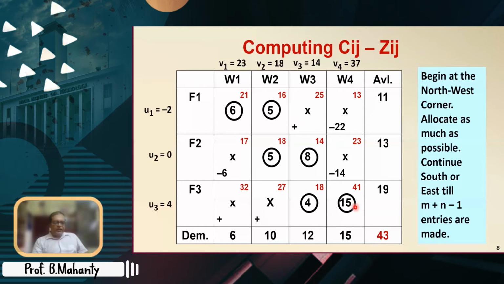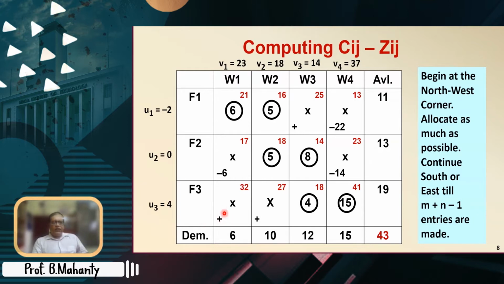So after you have done this cross check, now go to the non-basic cells to compute Cij minus Zij. So for F1 W4, 13 is the cost. So 13 minus (37 minus 2), that means 13 minus 35, so minus 22. Then 23 minus (0 plus 37), minus 14. 17 minus (0 plus 23), minus 6. 32 minus 23 minus 4, so that is a plus quantity.